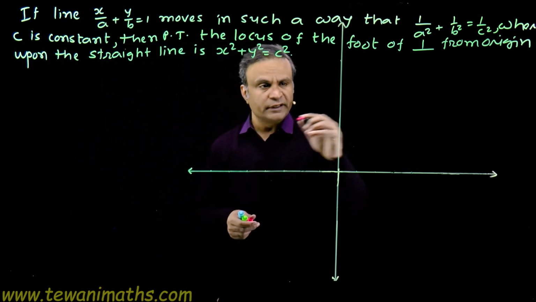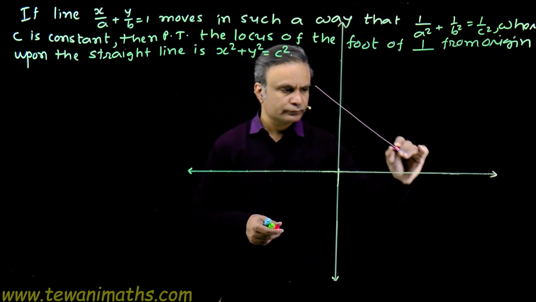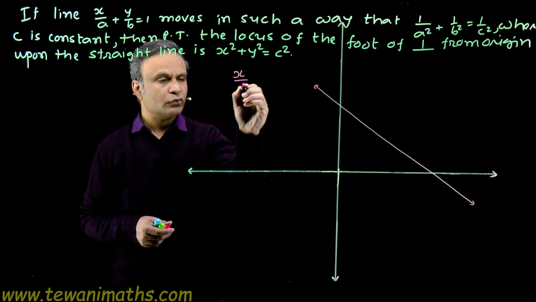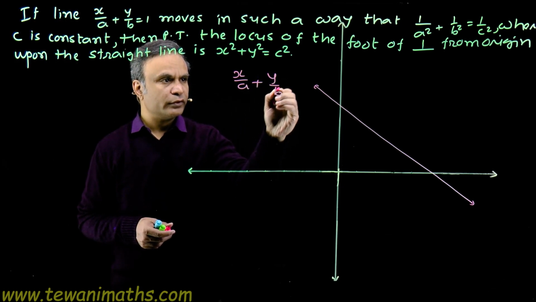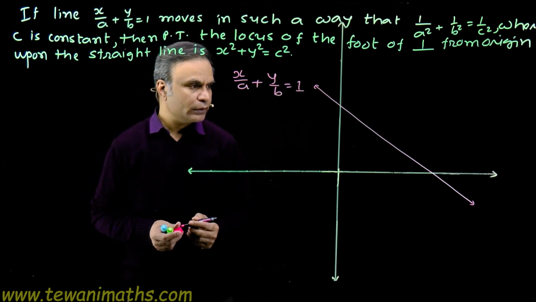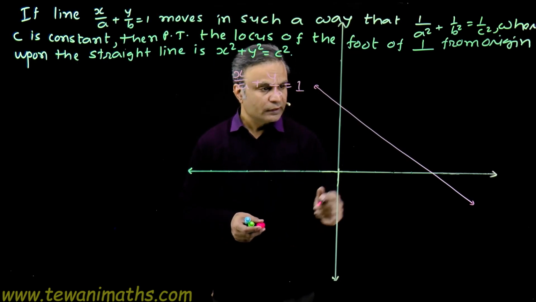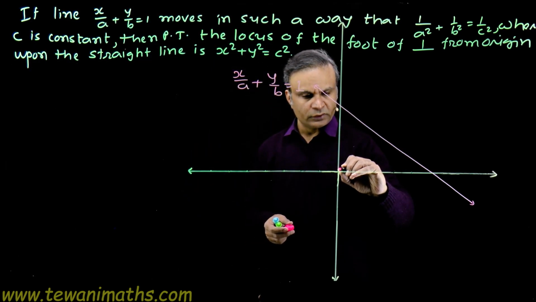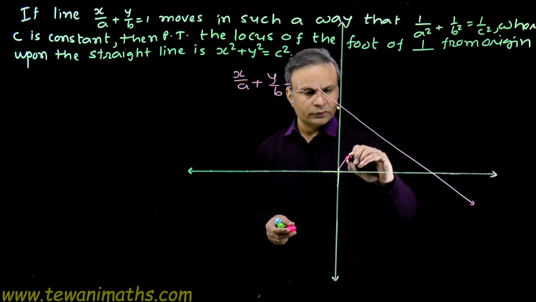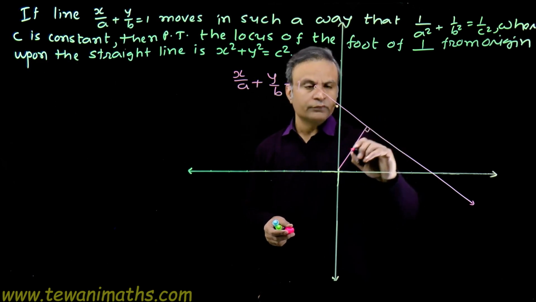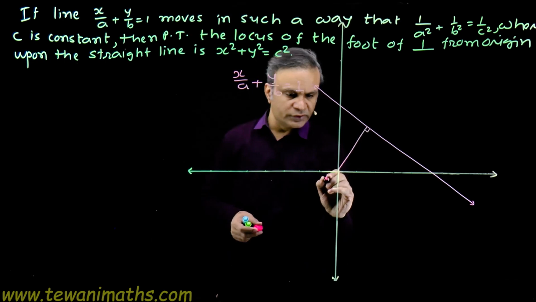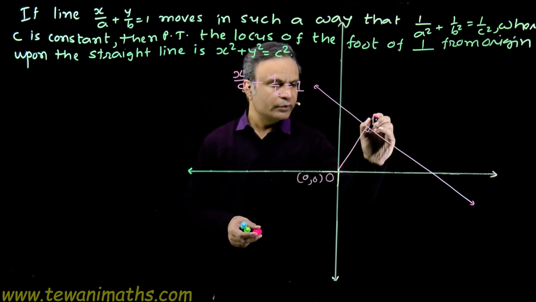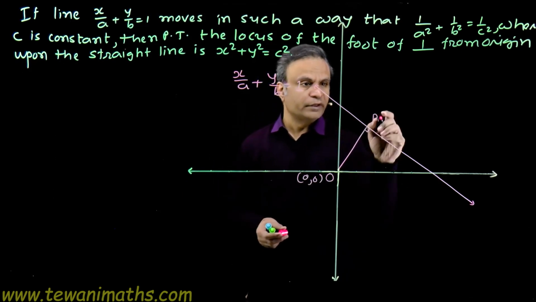We have this line like this. Okay, this is a straight line x over a plus y over b is equal to 1. This is variable line. Okay, now on this variable line what we do, we draw perpendicular from origin. We draw perpendicular upon this straight line from origin. Okay, this is foot of perpendicular, variable foot of perpendicular.